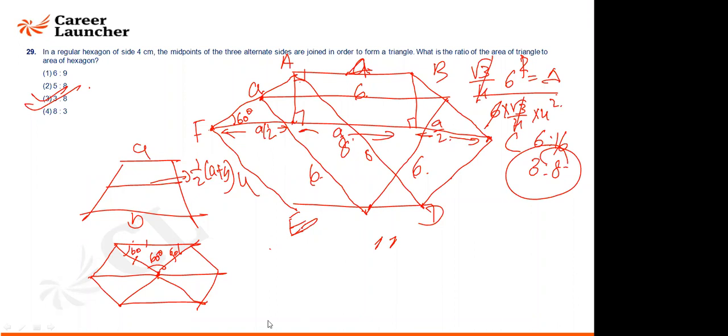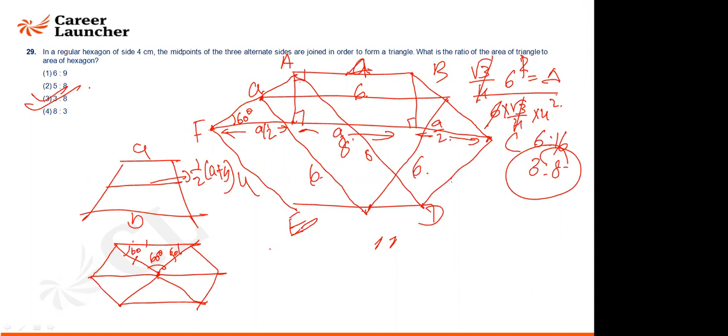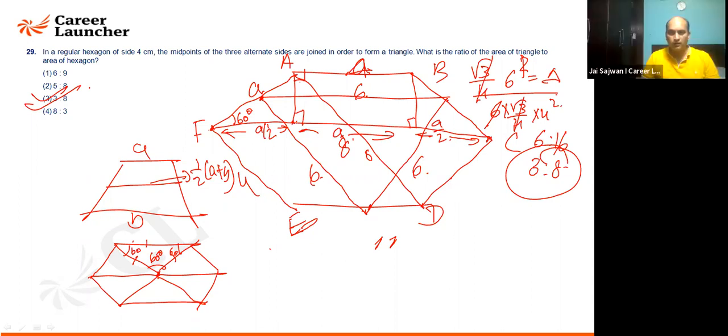Any one of you not understood how I found the area of the triangle? How did I find the area of the triangle? Did you understand that this portion is coming out to be 6?